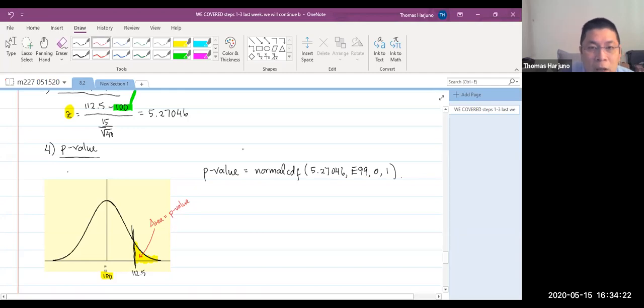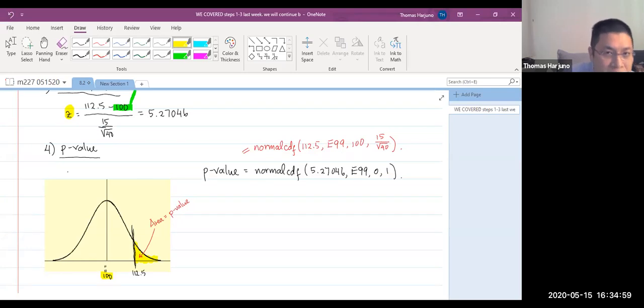Now you will get the same value if you use this normal CDF of 112.5, 0.5, E 99, 100, 15 over square root of 40. But the one you have to show is the black one. This is what you need to show, because by definition, the p-value is the probability of getting the test statistic, not the sample mean, the test statistic or more extreme, given that the parameter in the null hypothesis is true.